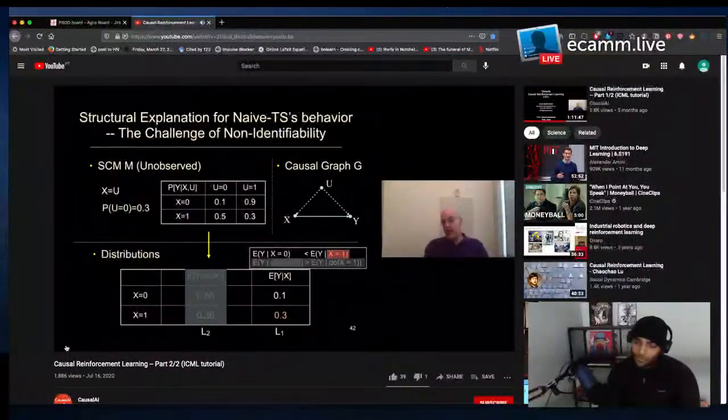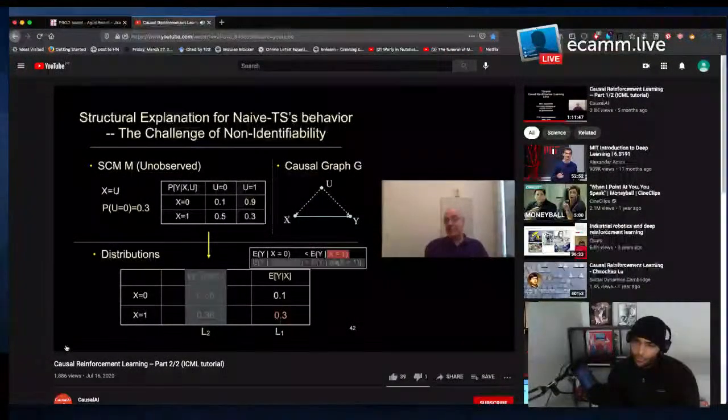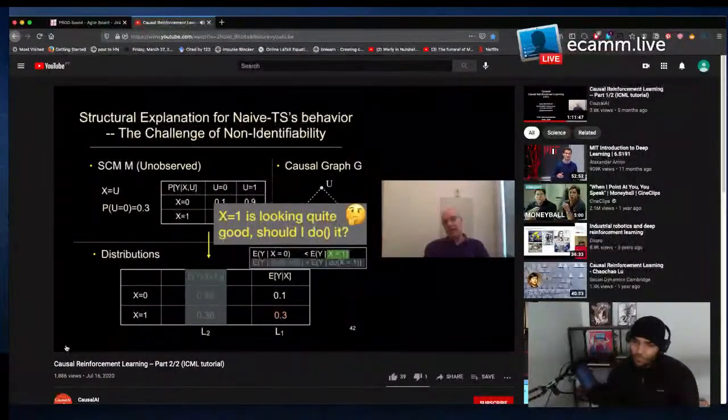And the obvious observation from the CHT is that the y given x, or the layer 1 data, underdetermines layer 2 data. Then you don't know what's going on in layer 2 because there is more information in layer 2. Now, this was bad when you knew about the thing. But now that we don't, and all we observe is layer 1, someone could say, x1 is looking quite good now, because 0.3 versus 0.1, shouldn't I just do it? Do x1.